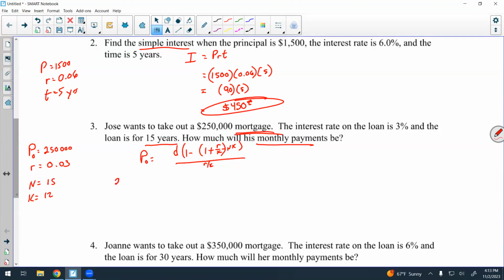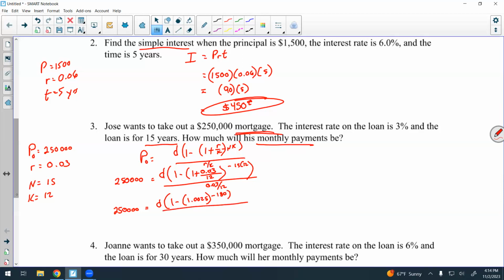So I know my P sub 0 is 250,000. I don't know D. 1 minus 1 plus R, 0.03 over K, 12, to the negative N, which is 15 times 12, all over 0.03 divided by 12. 250,000 equals D times 1 minus, this is what, 1.0025 again, to the negative 180th power over 0.0025, just like last time.